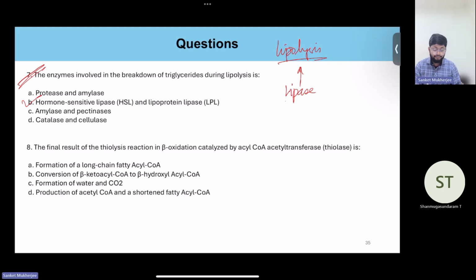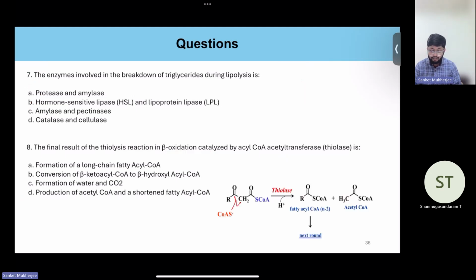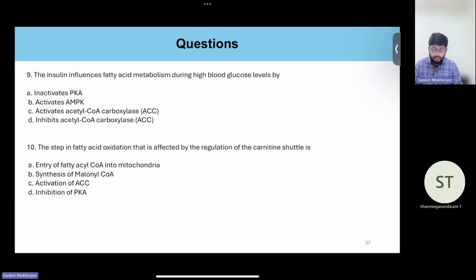So in case of beta oxidation, we have already seen that there is acetyl coenzyme A which is formed and a fatty acyl coenzyme A that is shortened by 2 carbons. So that is what we get. So this is the answer, option D. So you can see that thiolase will give you 2 carbons less fatty acyl coenzyme A and the acetyl coenzyme A, as we were already talking about. Okay.